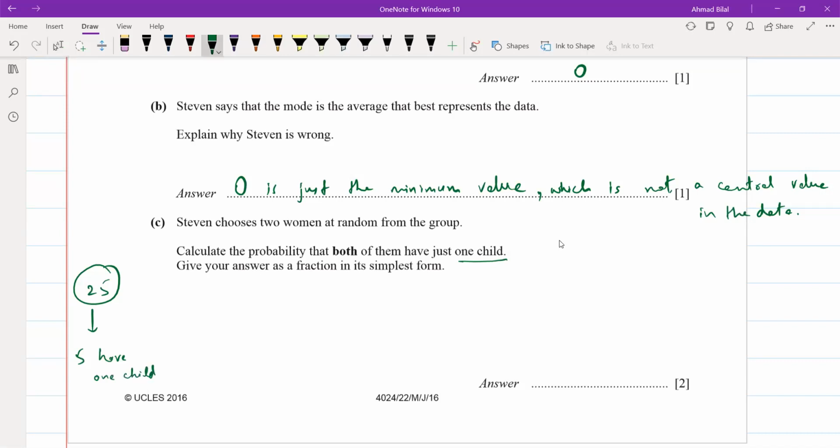Okay. Now you're selecting 2 women. Achha. When you select the first woman, what is the probability that that woman would have one child? 5 out of 25. आपने randomly किसी को select किया है. What is the probability that the woman would have just one child? That's going to be 5 over 25. Okay.